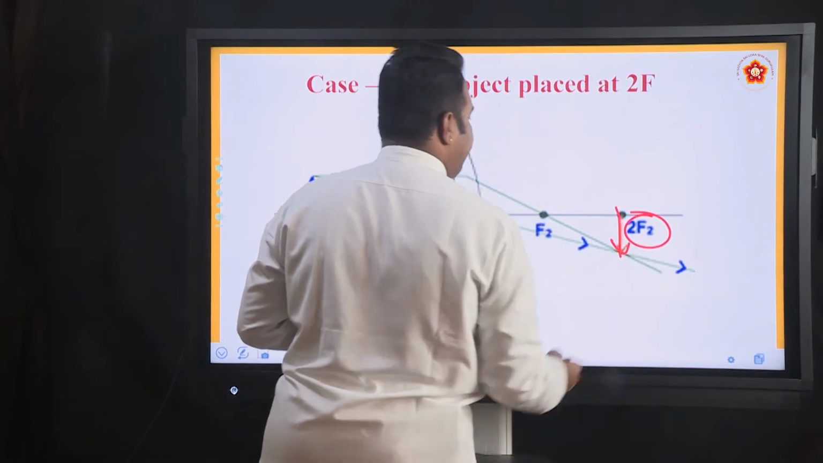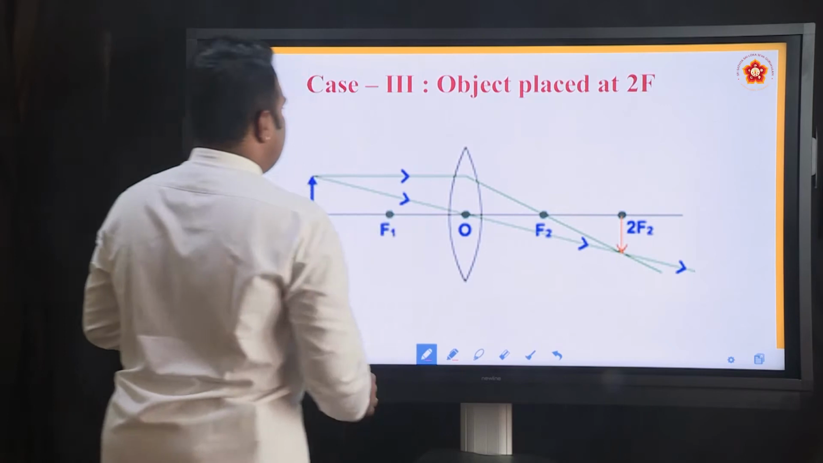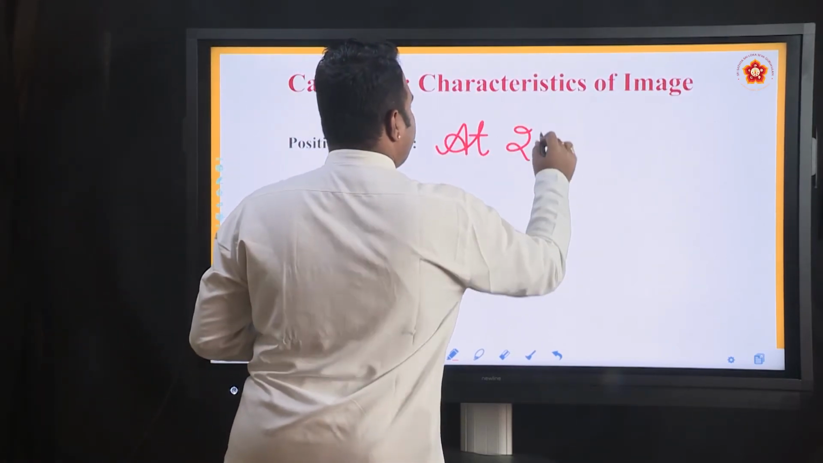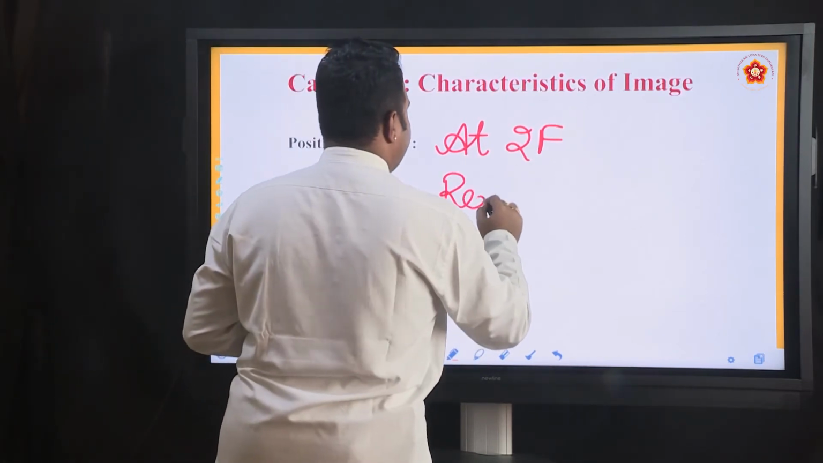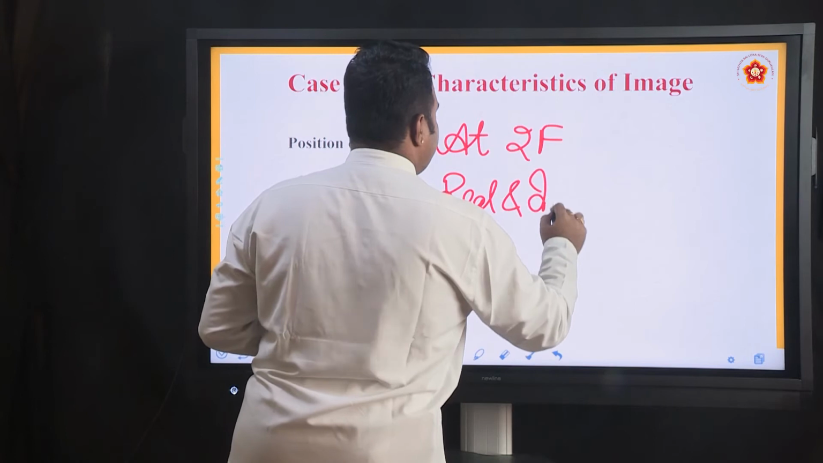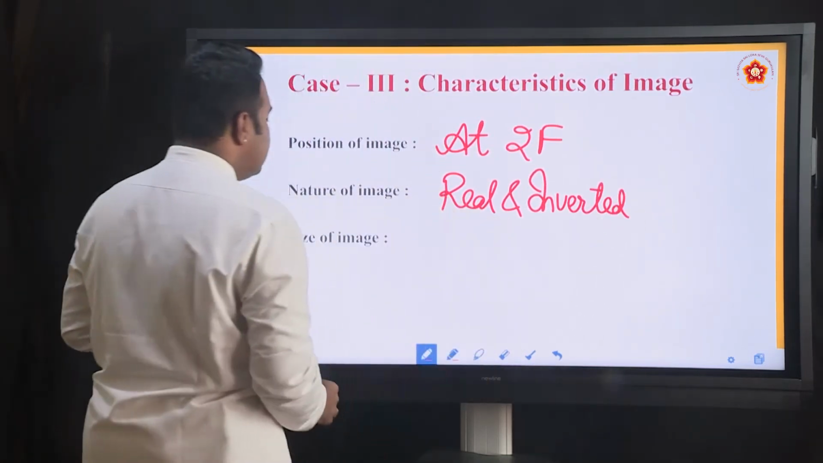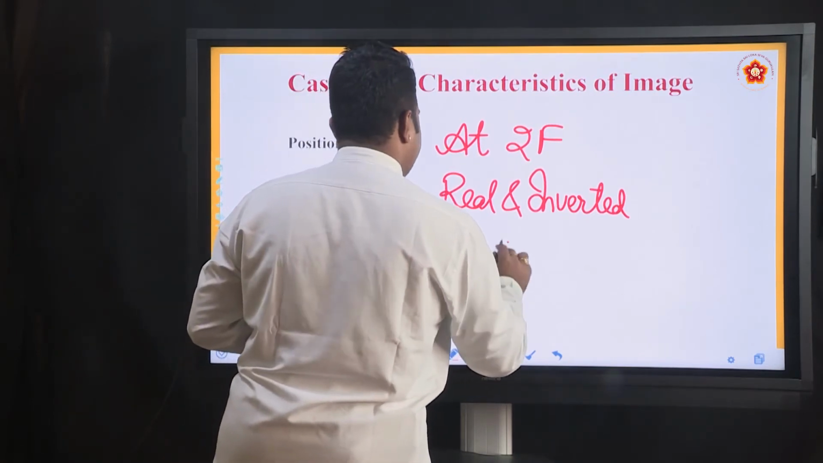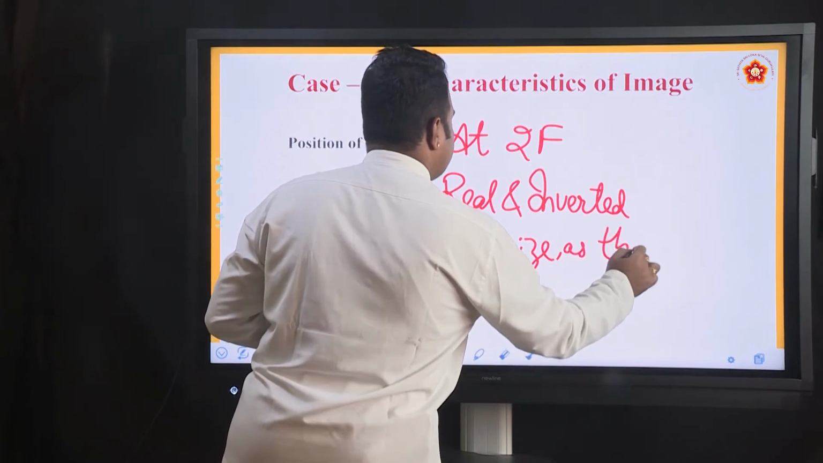It has the same dimension as that of the object. So let us write down: position of the image, it is at 2f. Nature of the image: real and inverted. Size of the image: it is the same size as that of the object.